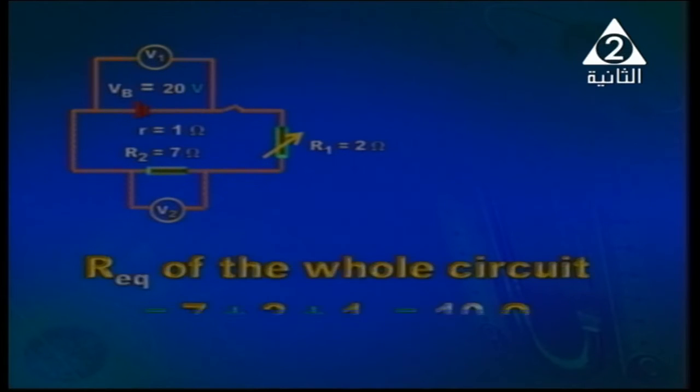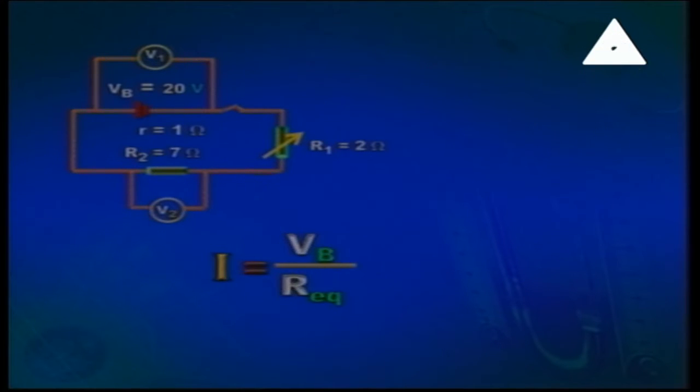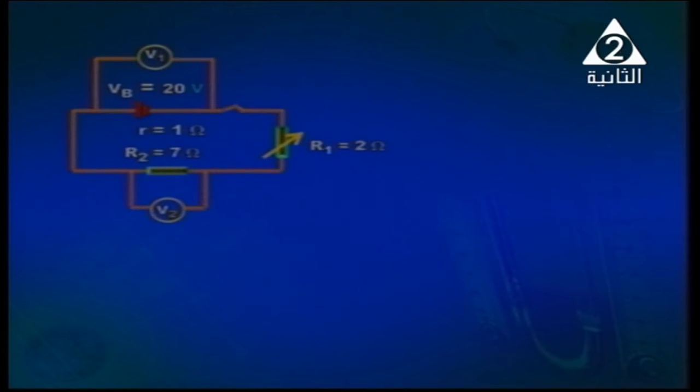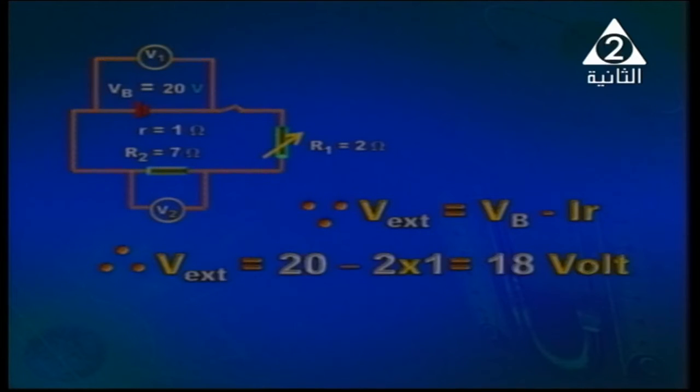R equivalent of the whole circuit, or R total, is 7 plus 2 plus 1, where 1 is the internal resistance, so it is 10 ohms. So the current through the battery equals 20 over 10, which is 2 amperes. V external is calculated from the expression V battery minus Ir, so it is equal to 20 minus 2 times 1, which is 18 volt. Keep this number in mind.